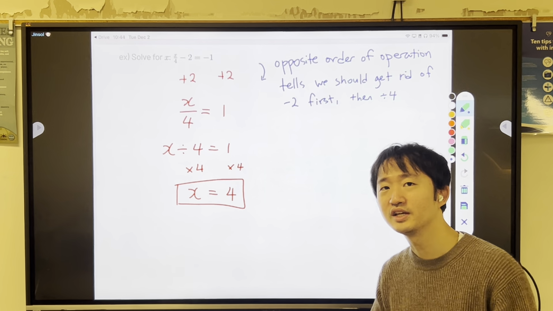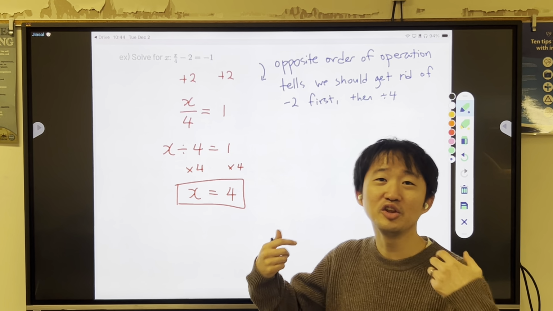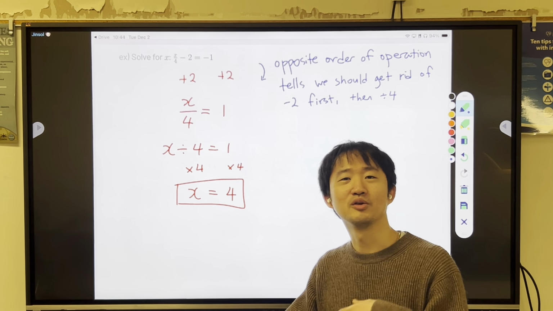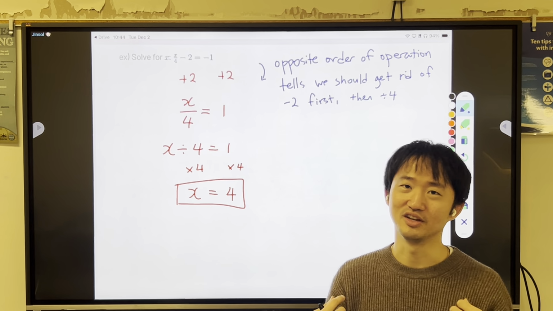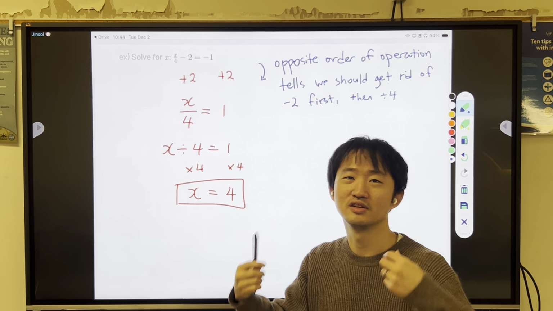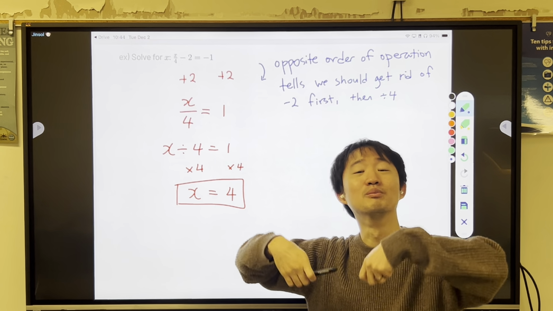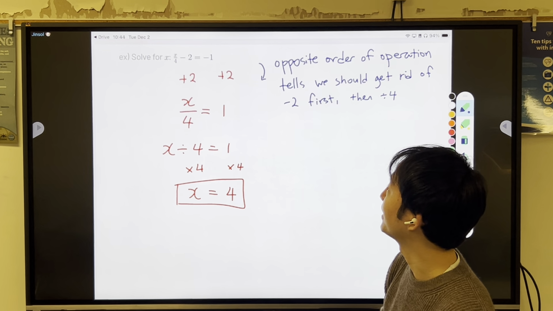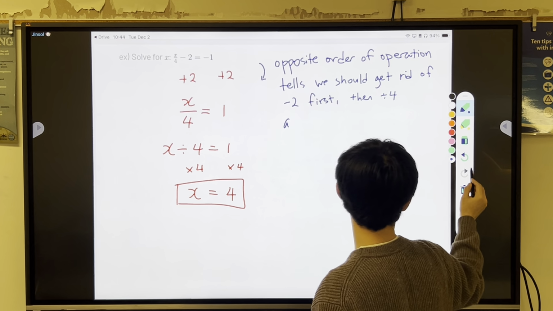Okay? I use the analogy of wearing a jacket. You put on an inner jacket, and then you put on the outer jacket in that order. However, when you go home and take off the jackets, you take off the outer jacket first, and then you take off the inner jacket. In this case, divided by 4 happens first. It's your inner jacket. Minus 2 is your outer jacket. And when you're removing them, we should take off the outer jacket first. So let's get rid of the minus 2 first. So that's why I did plus 2 on both sides.